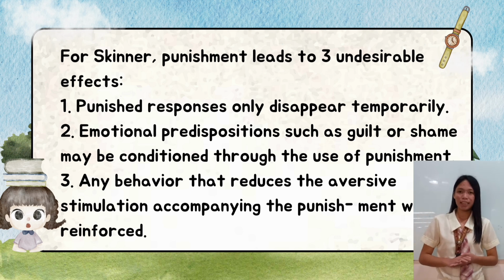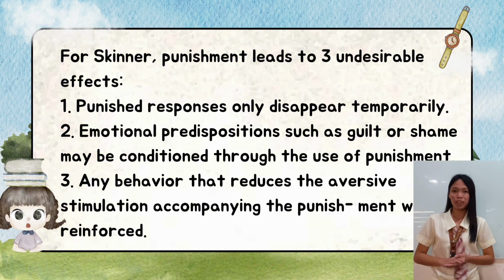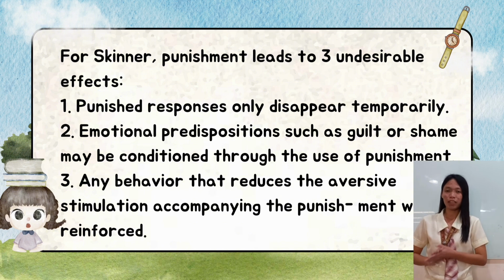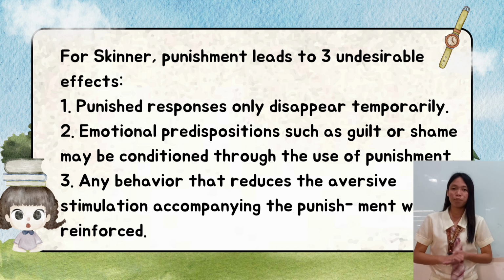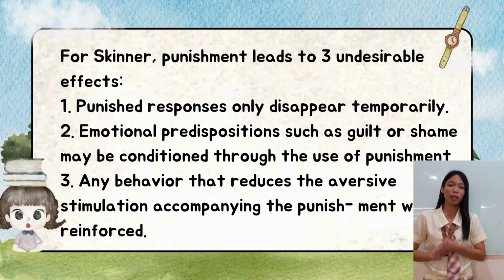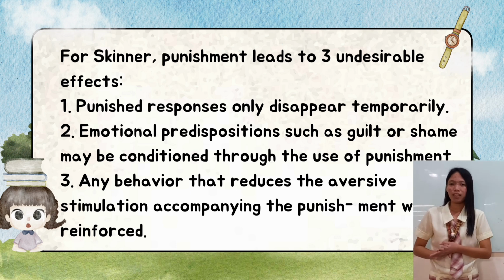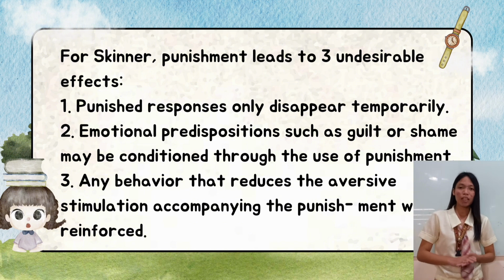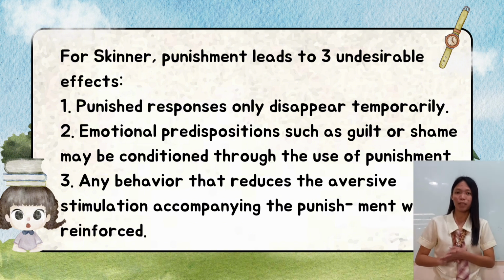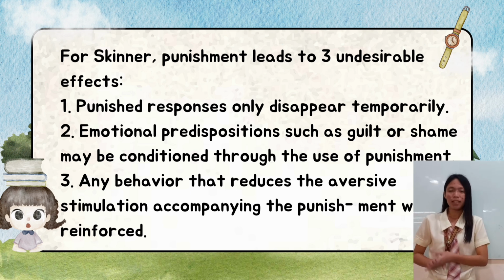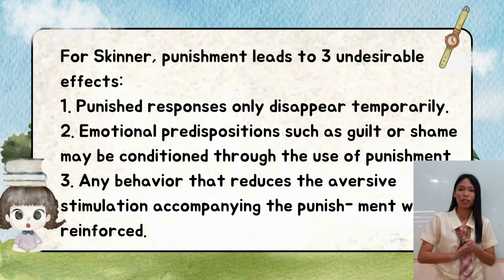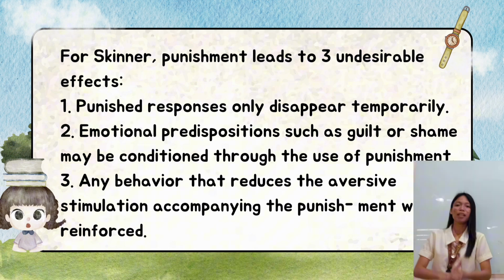For instance, most of the students are often late at school. To discipline them, the teacher provides a consequence such as marking them as absent. To avoid the consequences, the students began arriving on time. However, once the punishment no longer exists or is applied, the students start arriving late again.